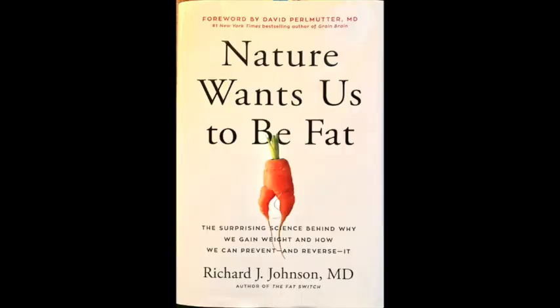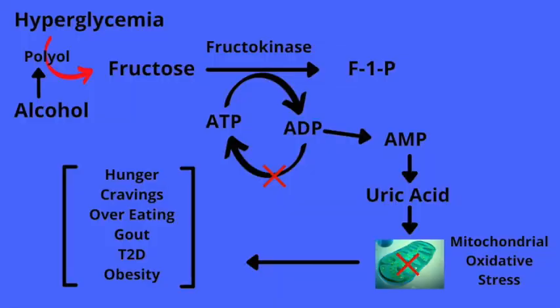The origin of this idea comes from the work of Dr. Richard Johnson, who has spent decades and literally has written hundreds of papers in regard to what he calls the fructose uric acid model of diabetes, obesity, cardiovascular disease, and by extension gout. On this first slide, you can see that I have drawn an outline of the fructose uric acid model of diabetes, obesity, cardiovascular disease, and gout.